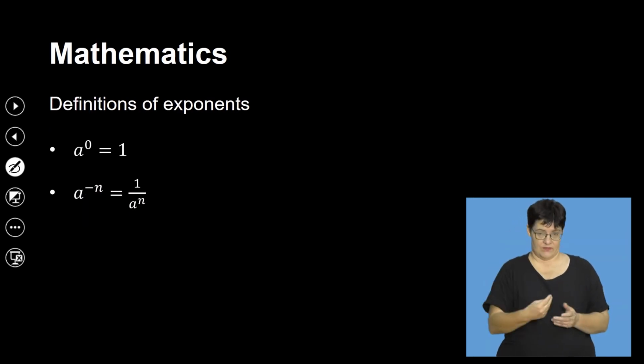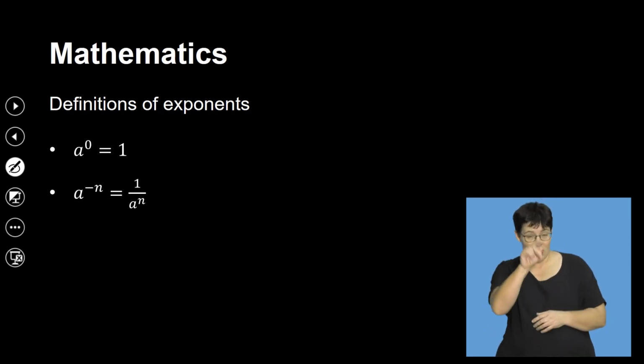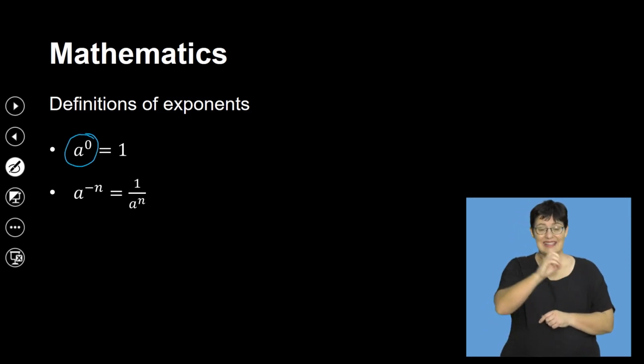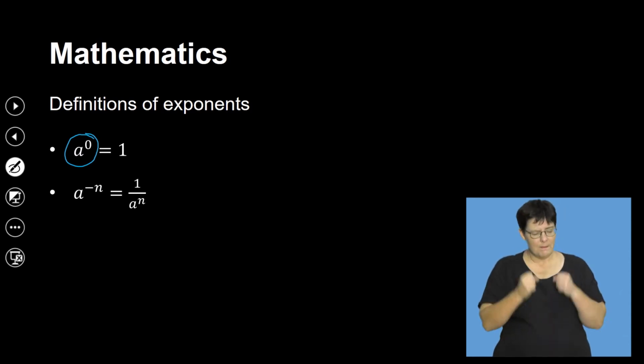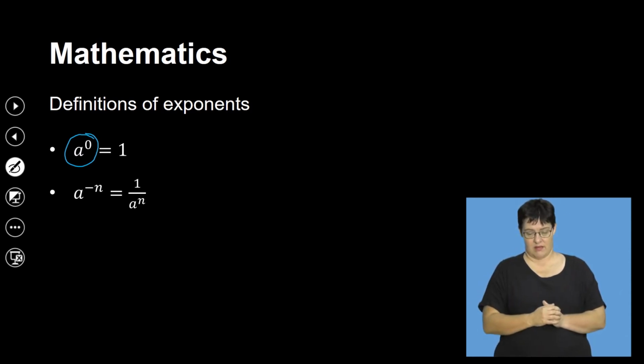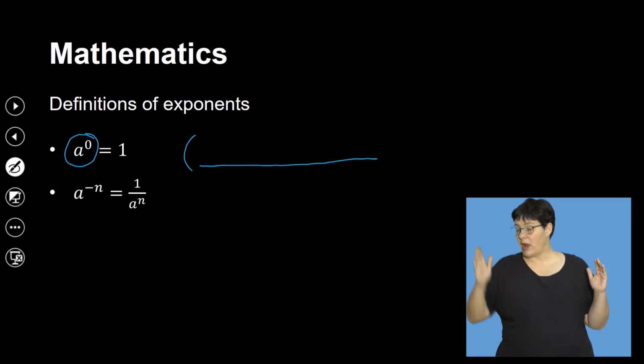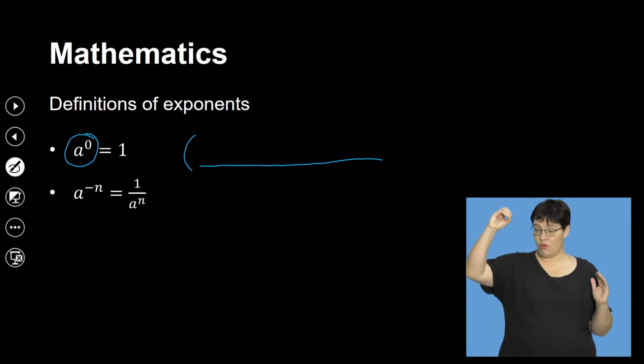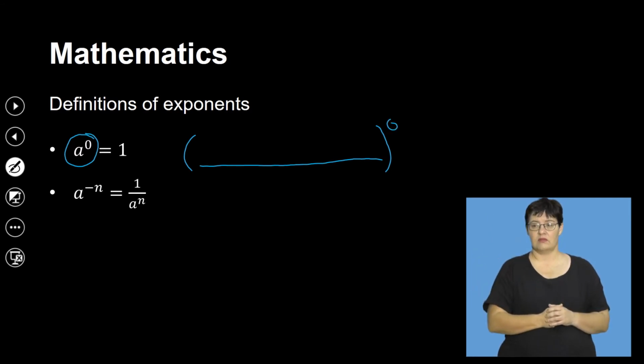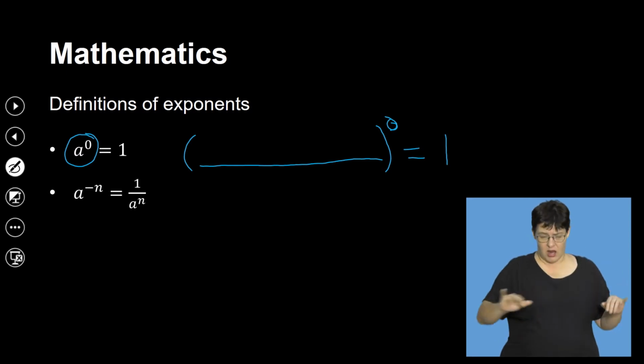Now, when it comes to the definitions of exponents, the main definition that you need to know is if I have any number raised to the exponent of 0, it will forever be 1. So I give you a bracket and I give you all numbers there, 10,000 of them, and then I raise this to the exponent of 0. The final answer will just be 1. It doesn't matter what you have inside there.